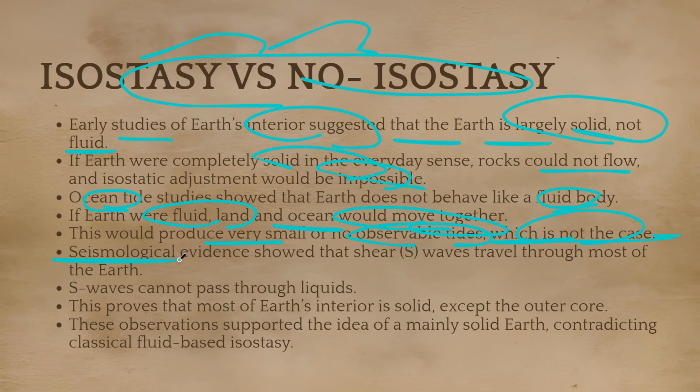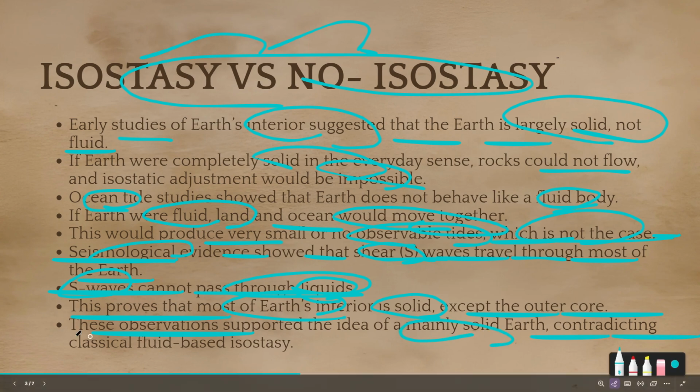Okay. So seismological evidence shows that shear S waves travel through most of the Earth. But we know that S waves cannot pass through liquids. So this proves that most of the Earth's interior is solid except the outer core. These observations supported the idea of a mainly solid Earth, contradicting classical fluid-based isostasy.